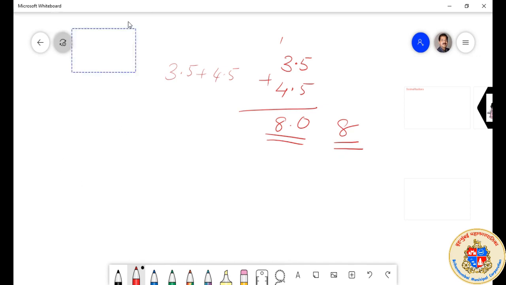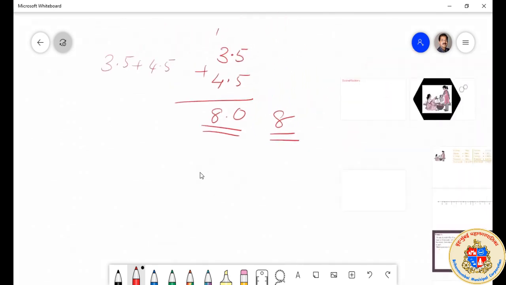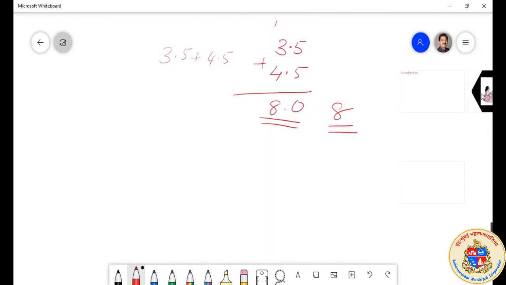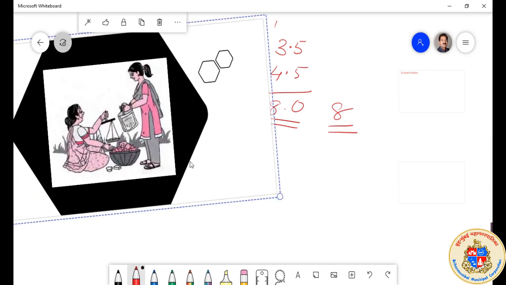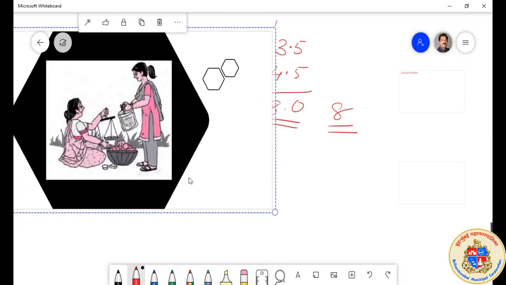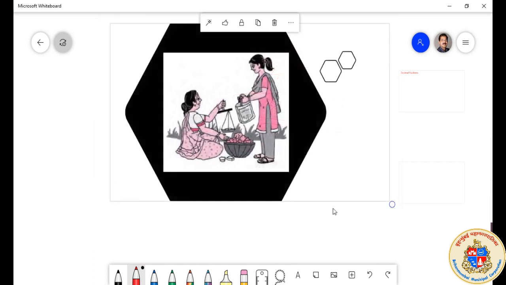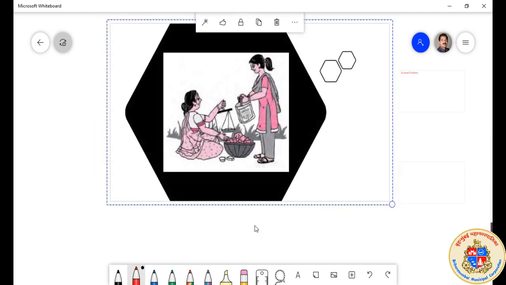Now the point over here is how this decimal number comes about. It happens in our day-to-day transactions. For example, here is a common picture from your textbook. These are pictures extracted from your textbook. What is this picture all about? This picture is from a vegetable market where she is buying something, and it is happening in every home.